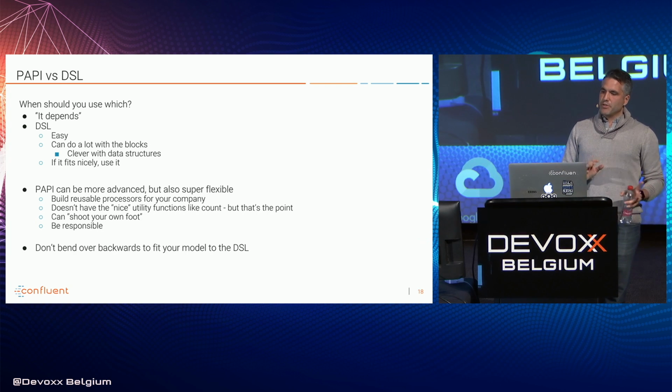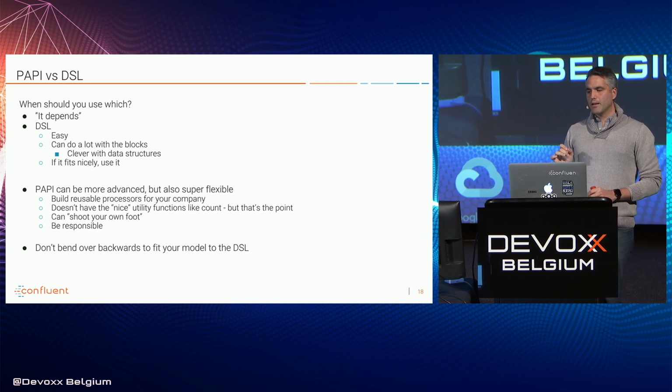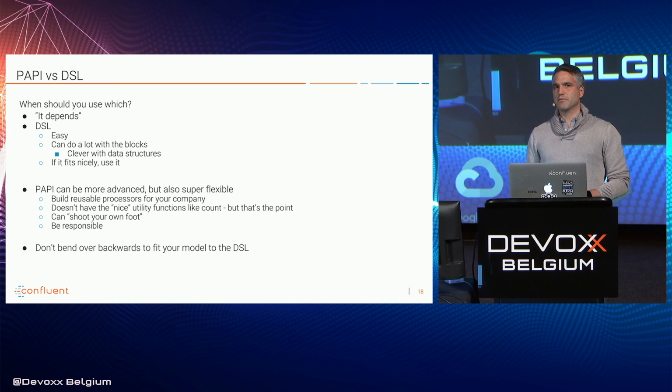Now, with the processor API, though, you can create a whole bunch of reusable functions. You can do the same thing with the DSL as well. With the processor API, you get that write access to the state stores. You can shoot yourself in the foot, so be careful. And I'll show you a couple of gotchas toward the end.